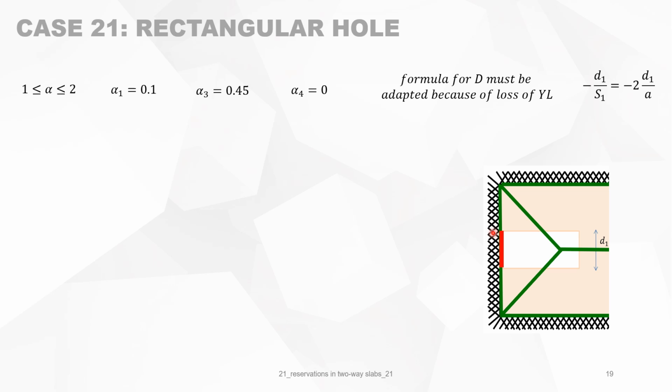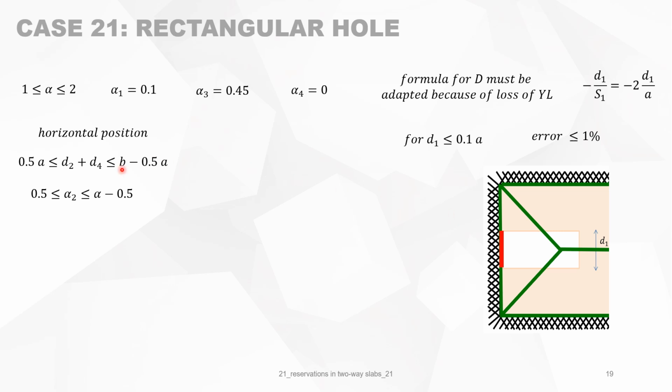this is the factor that is going to influence the amount of G, but for relatively small reservations, the error you make is smaller than 1%. But in fact, you should adapt your formula.